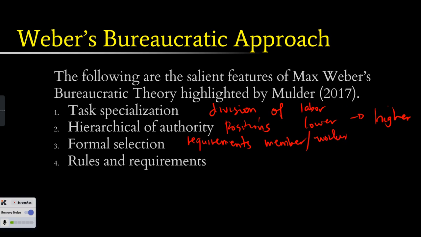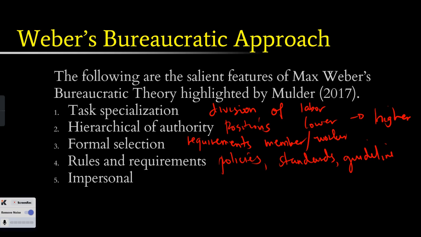Next, rules and requirements. Siyempre, this is to ensure uniformity. So, dapat alam nila kung ano yung mga policies, ano yung standards, and guidelines na dapat nilang sundin in order to perform the certain work that they need to do, or this will also serve as their guide para i-follow nila. Next one, impersonal. These are the relationships between employees. So dapat, we are preventing involvement of politics, more on rational factors rather than personal factors.